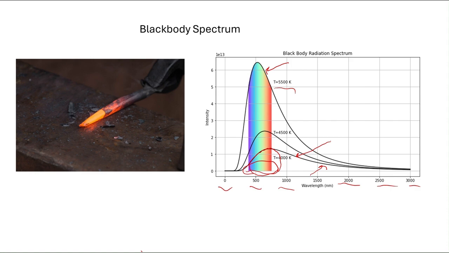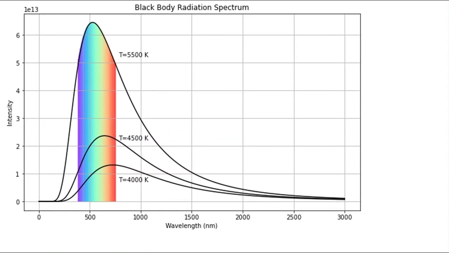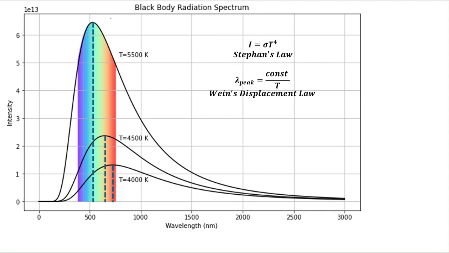But not only that, if we take a closer look, you can also see that as it gets hotter, the peak of the curve shifts to the left. In other words, at 4,000 degrees, the wavelength that puts out the most is in the red, and the wavelength that gets put out the most at 5,500 degrees is blue.